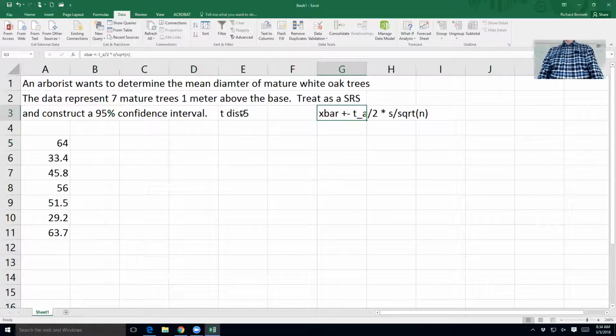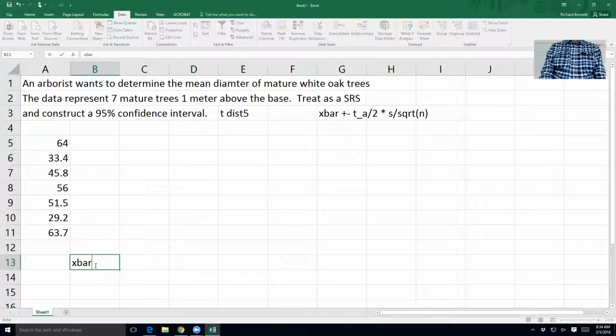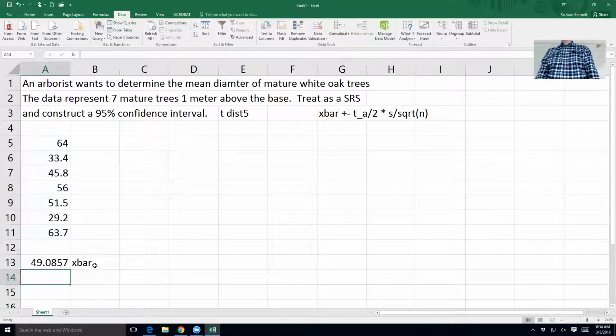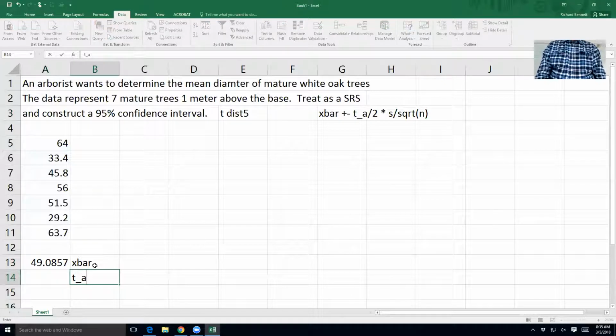So the first thing I need is X bar, right? How do I find X bar? Find the mean, average. We just hate that Excel doesn't know the stat terms. We also need the T sub alpha over 2. Now I got a computer. So you saw how to look it up on the chart, right?